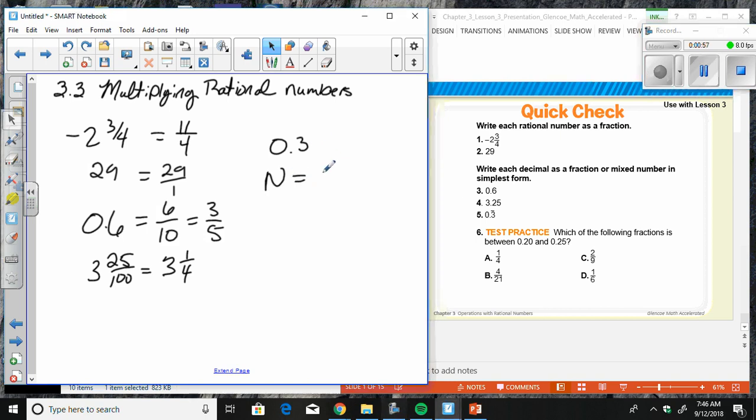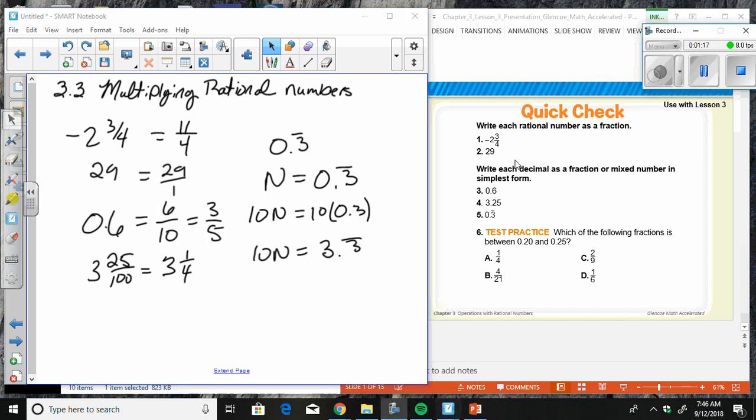So n equals 0.3 repeating. Because we only have one digit repeating, we can multiply both sides by 10 without changing it. So when we multiply by 10 here, we get 10n equals 3.3 repeating. Then we subtract an n from both sides. So we subtract an n here, and we subtract what n equals on the other side, which was that repeating 3.